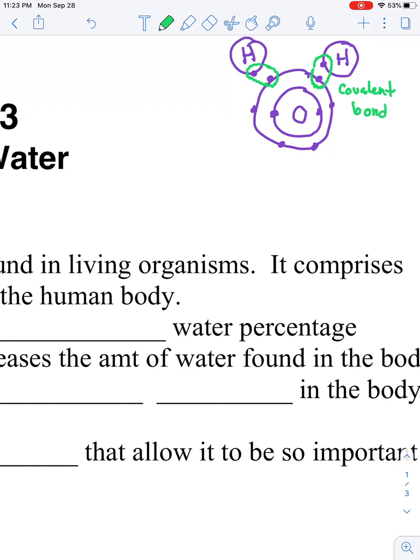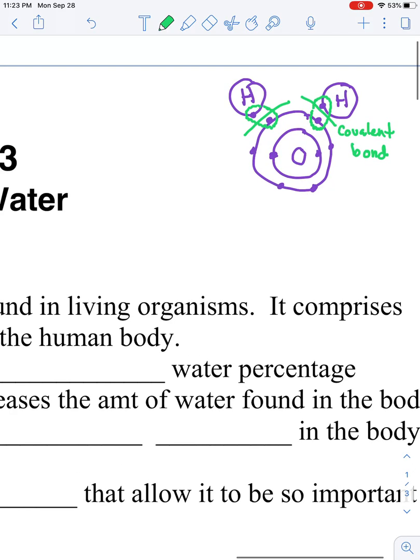And I am recapping this because the fact that the electrons are tending to hang out toward the oxygen side and not at the top of hydrogen causes oxygen to have a slightly negative charge and for hydrogen to have a slightly positive charge. And that's called polarity, and I'll come back to that.